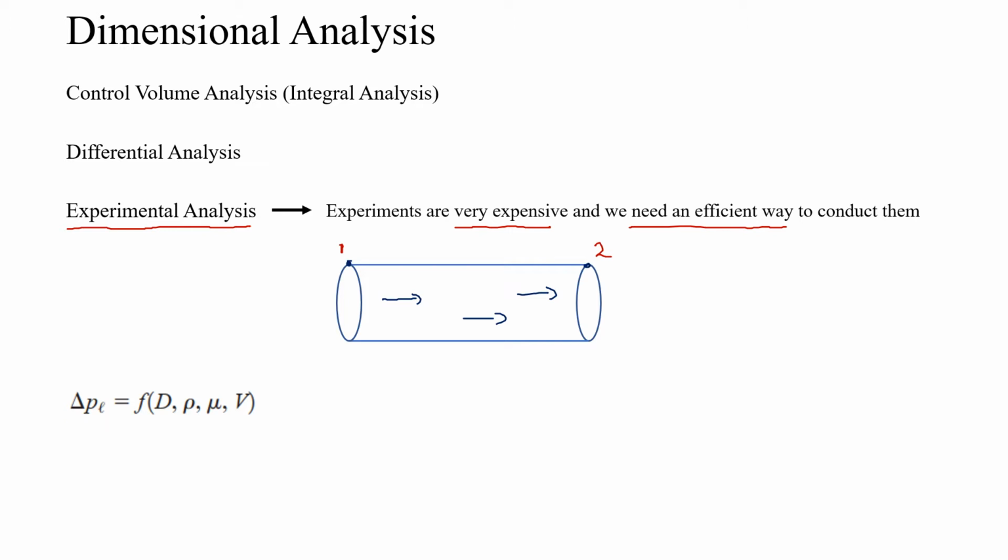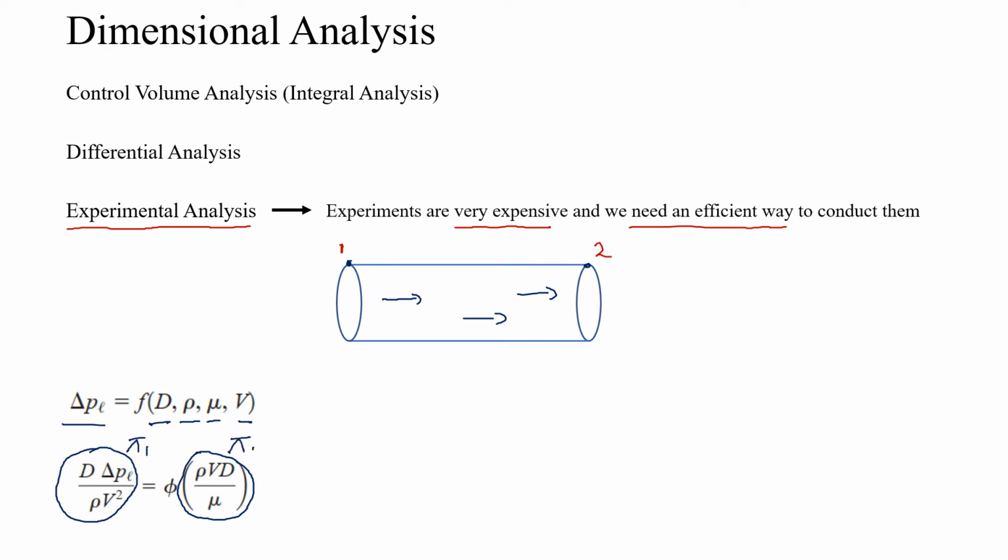So by dimensional analysis, what we are allowed to do is group these 5 variables, the pressure drop per unit length, the diameter, the density, the viscosity, the velocity, into dimensionless terms. So I can group these variables, the dependent and independent variables, into these 2 terms. One term right here and the other term right here.